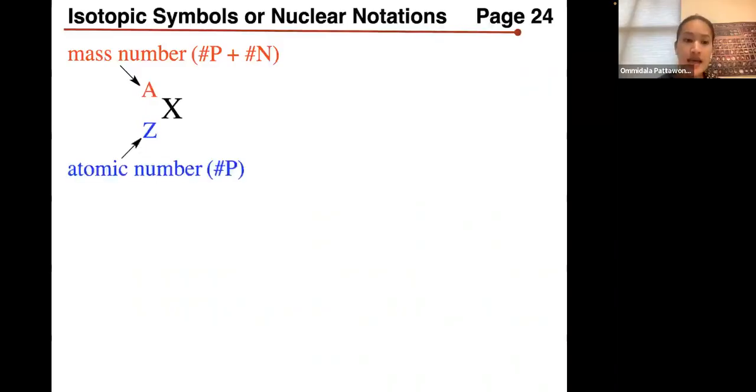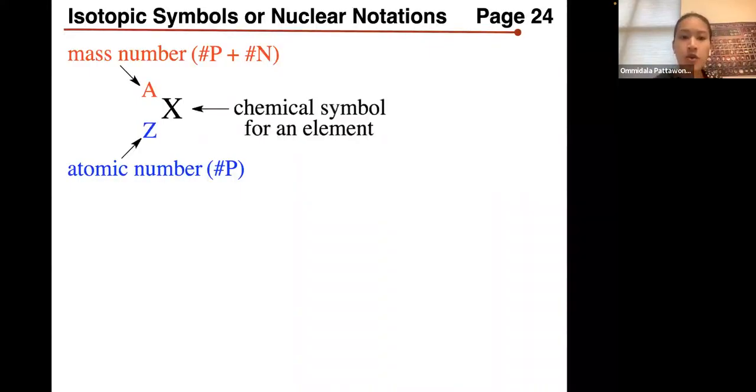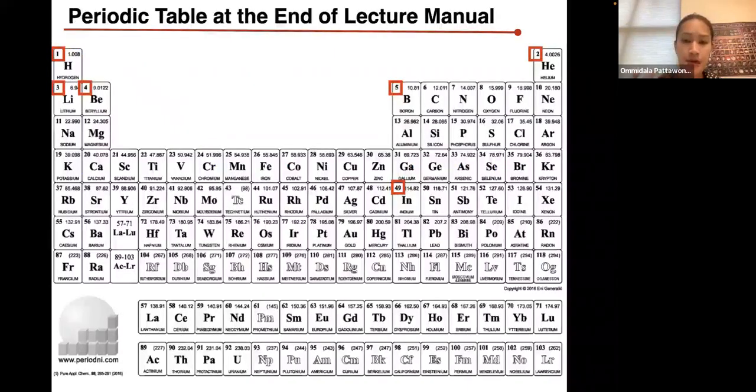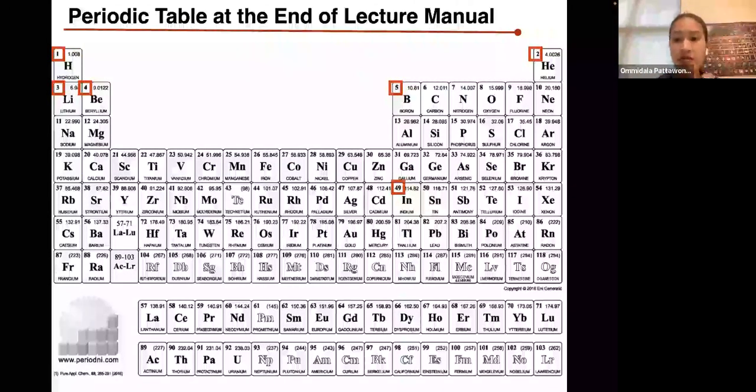Z is the atomic number. It's the number that tells you about the identity of an atom, so this one is going to be the number of protons. X would be the chemical symbol for that particular element. For the number of protons, as I mentioned before, you will need to look it up on the periodic table. The whole number is the one that represents protons. So for example, hydrogen would be 1, boron would be 5.